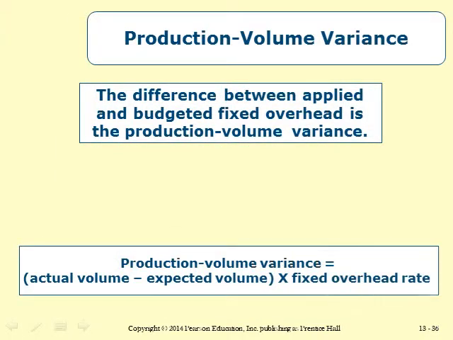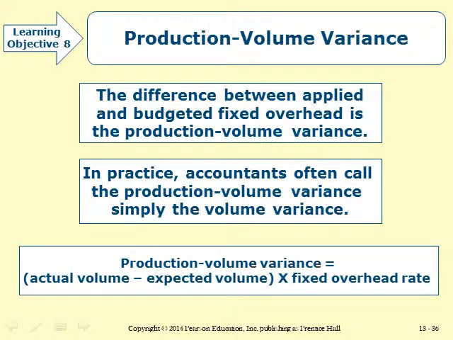And so the difference between applied and budgeted fixed overhead is the production volume variance. We calculate the production volume variance as follows. The production volume variance is equal to applied fixed overhead minus budgeted fixed overhead. And if we break that formula down even further, we can see that applied fixed overhead is actual volume times fixed overhead rate, and the budgeted fixed overhead is the expected volume times the fixed overhead rate, which essentially converts to a production volume variance that equals actual volume minus expected volume times fixed overhead rate.